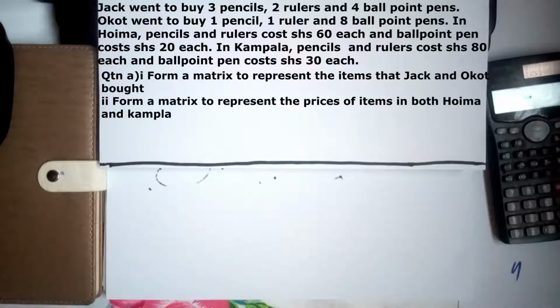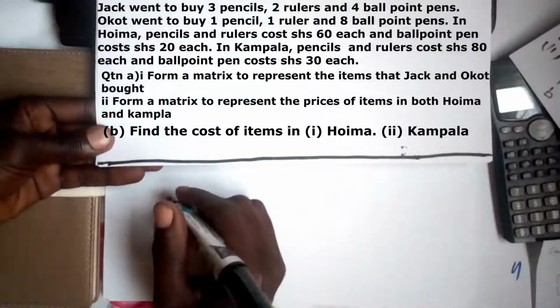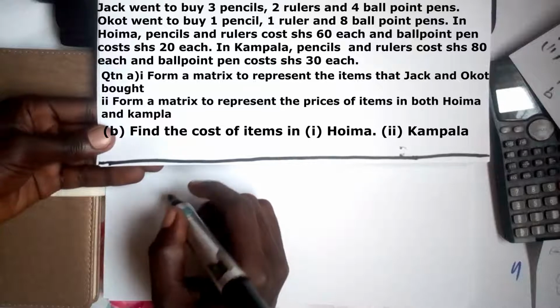Question A, Roman 1: form a matrix to represent the items that Jack and Ojok went to buy. Roman 2: form a matrix to represent the prices of items in both Hoima and Kampala. Part B: find the cost of items in Roman 1, Hoima, Roman 2, Kampala. Let's have a solution for this question here.